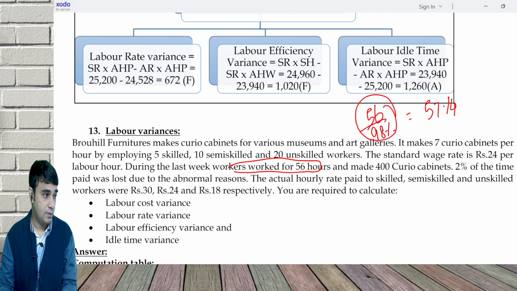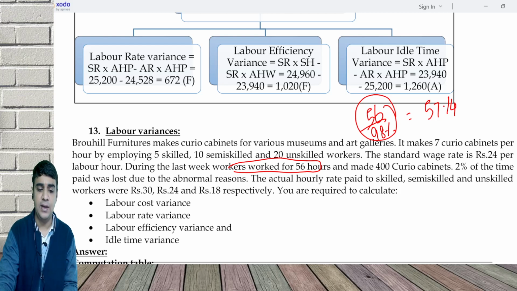Sorry, not able to hear anything. Why are you looking at 56 and 400? That is actual. I'm asking about the standard equation. What is the use of looking at 56 and 400? That is the actual performance. 7 curio cabinets per hour. No, that's not the equation. It's not 1 hour equal to 7 units.